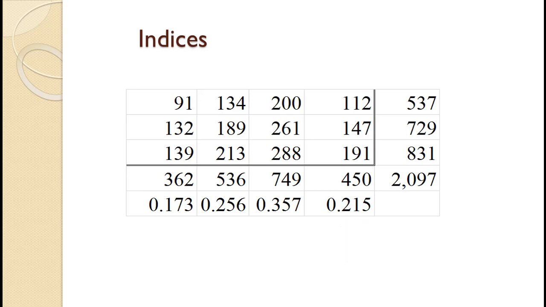What these numbers mean is that 17.3% of the annual demand happens in quarter 1, 25.6% of the annual demand happens in quarter 2, 35.7% of the annual demand happens in quarter 3, and 21.5% of the annual demand happens in quarter 4. As a quick check, these 4 numbers should add up to about 1. They would sum to exactly 1 had we not rounded the numbers to 3 decimal points. So any deviation from 1 is just due to rounding. In this case, 0.173 plus 0.256 plus 0.357 plus 0.215 equals 1.001, or about 1.